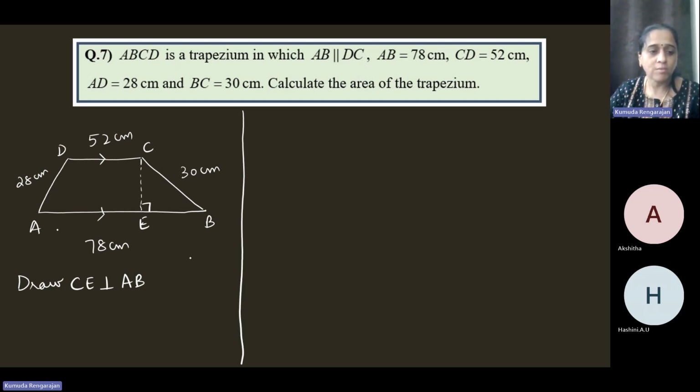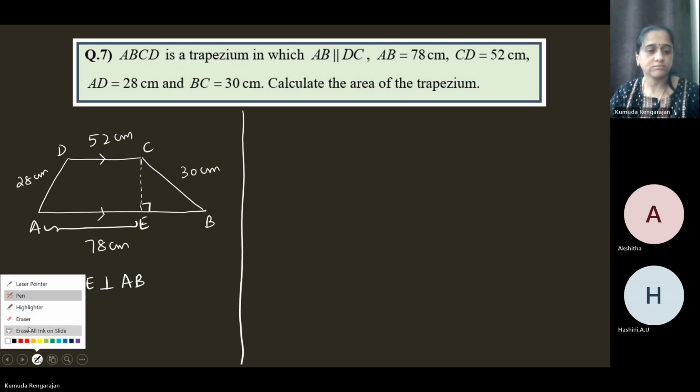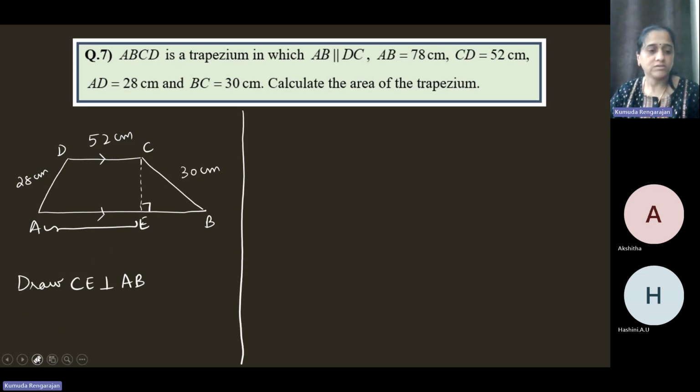Now, how much is this one? 52. This is 52. Is it 52? No. 17. So even if I draw the perpendicular, you will not have it like this. But this method is not taught in school at all. I'll do it now for you.